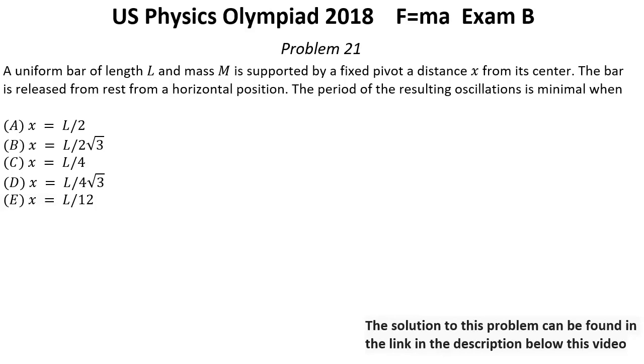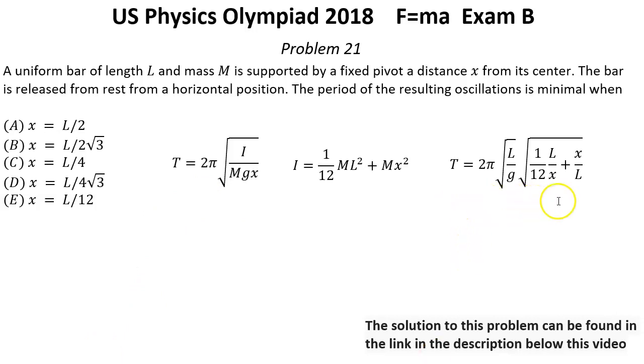Solution for problem number 21. This bar is a physical pendulum, and for a physical pendulum we have a formula for the period. Period equals 2 pi multiplied by the square root of I over mgx, where I is the moment of inertia, m is mass, g is acceleration of free fall, and x is the distance from the pivot to the center of mass. For a uniform bar we have a formula for the moment of inertia I. Due to the parallel axis theorem, that equals 1 over 12 mL squared plus mx squared. Now we can put this expression into the period formula, and we have the period equal to this expression.